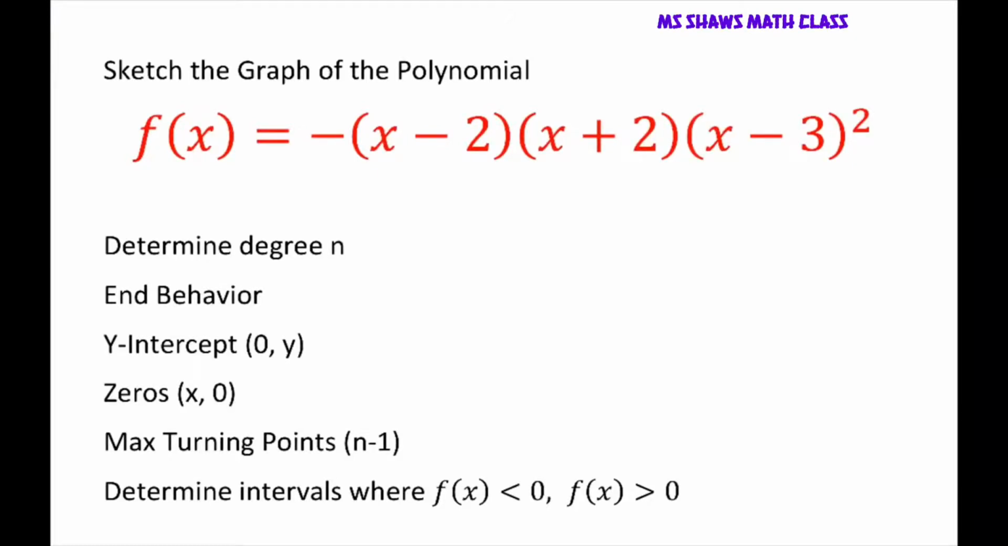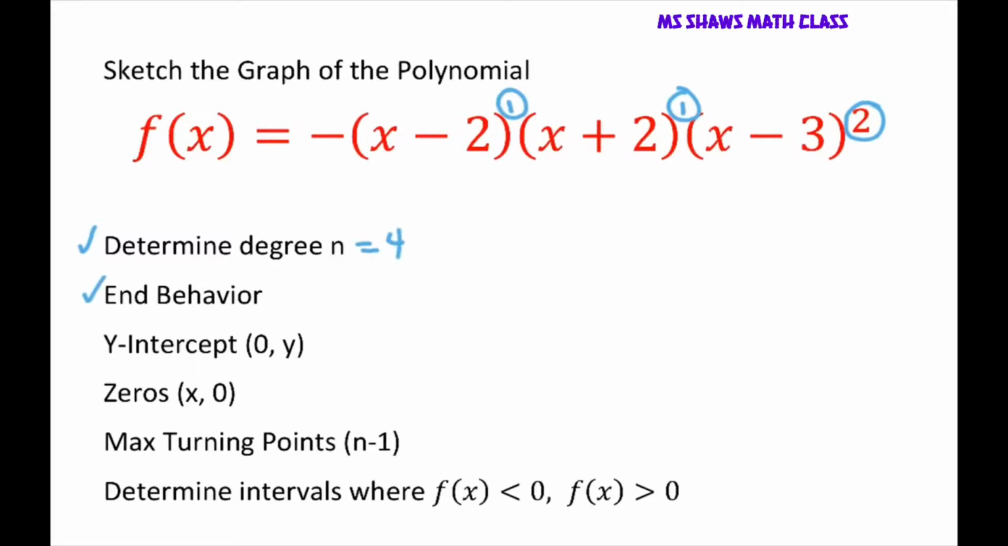Hi everyone, we're going to sketch the graph of this polynomial, and let's fill out some information first. Let's first find the degree. Since this is not in standard form, let's just add up the powers of each factor. This is to the first power, and second power. And you add those up, you get 4, so our n is 4.